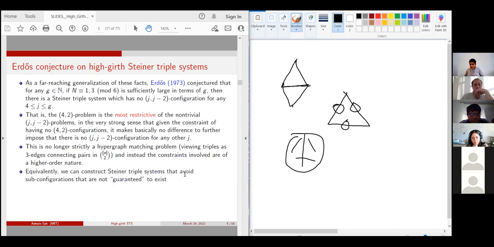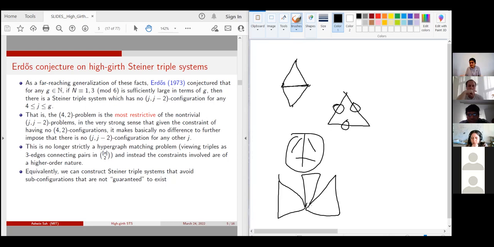Perhaps a more natural way of interpreting this is as follows. You can think of a j, j minus 2 configuration as a certain sub-configuration, and we're basically trying to avoid all of these sub-configurations. So we're just trying to construct a Steiner triple system that avoids a bunch of sub-configurations. But of course, in a Steiner triple system, you have to have triangles, and you have to have stuff that looks like this, because you just look around a vertex and you've got to have stuff like this. So you can't avoid every possible sub-configuration. The j, j minus 2 configurations point out the ones that are not necessarily guaranteed to exist in the Steiner triple system. So we just want to avoid everything that's not guaranteed, in some sense.